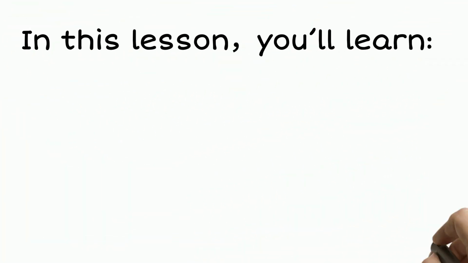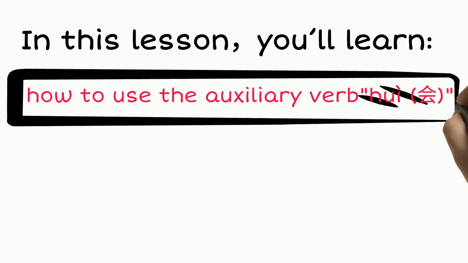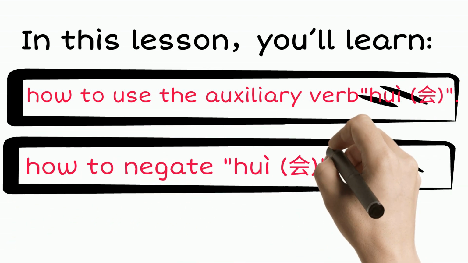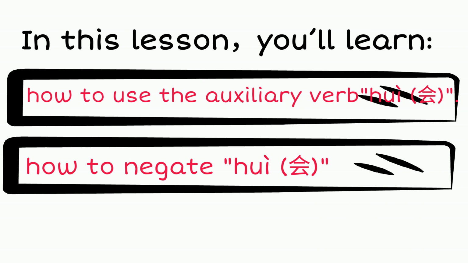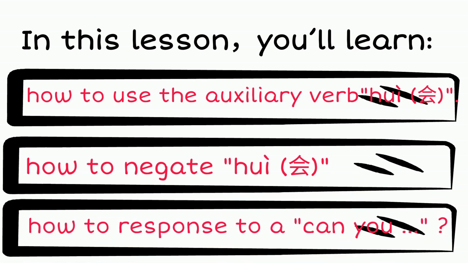In this lesson, you will learn how to use the auxiliary verb 会, and you will also learn how to negate this word 会. And lastly, you will learn how to respond to someone's "Can you do something?" question.